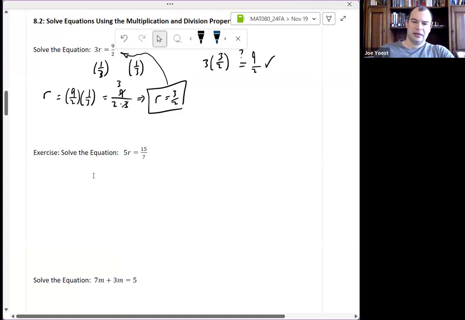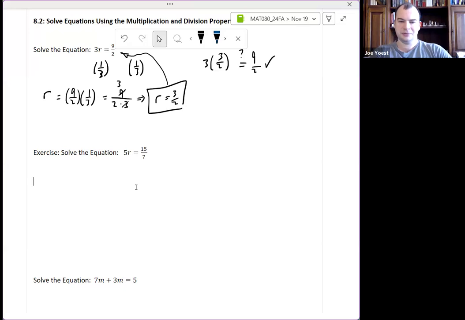Okay, so take maybe 60 seconds or so, maybe a minute, 90 seconds, something like that, and try to solve this one. 5r equals 15/7. In a minute or so, we'll come back and discuss the solution.